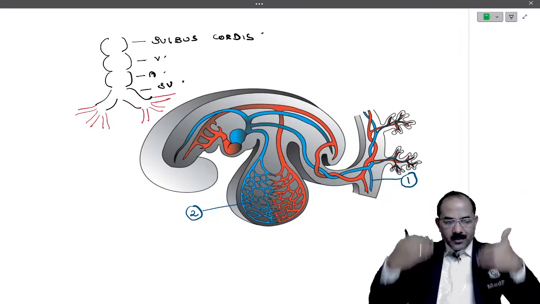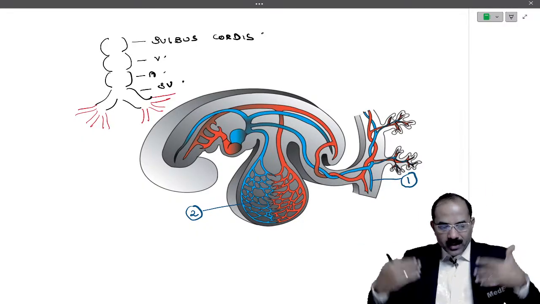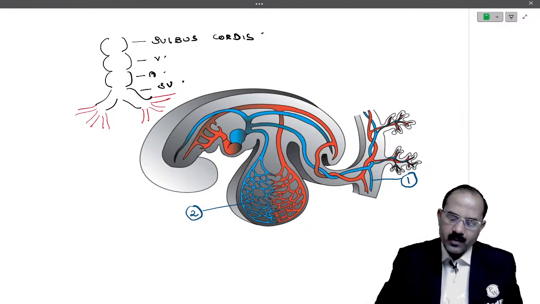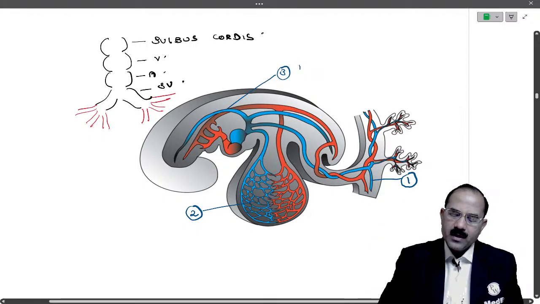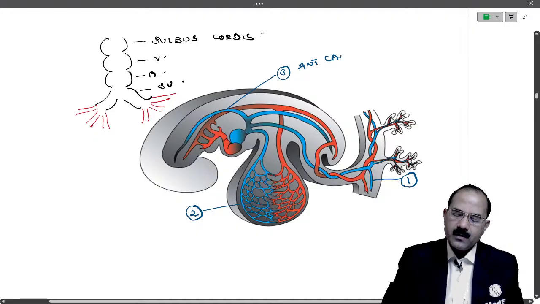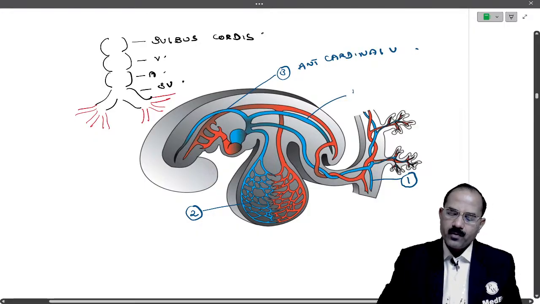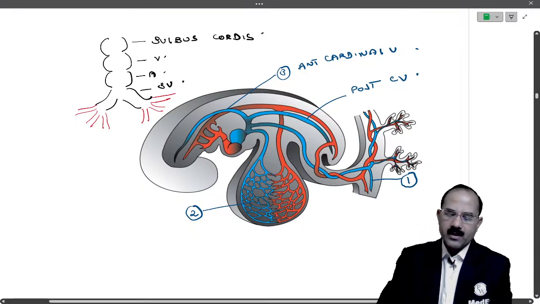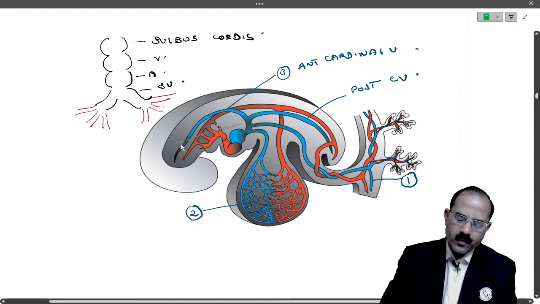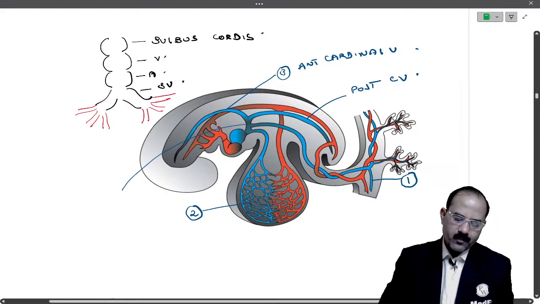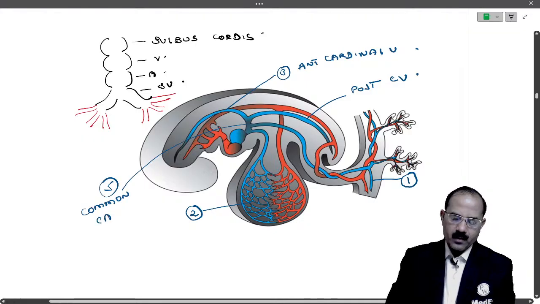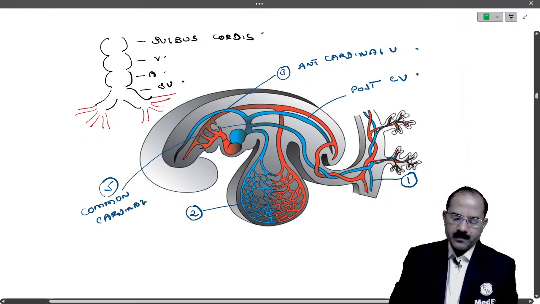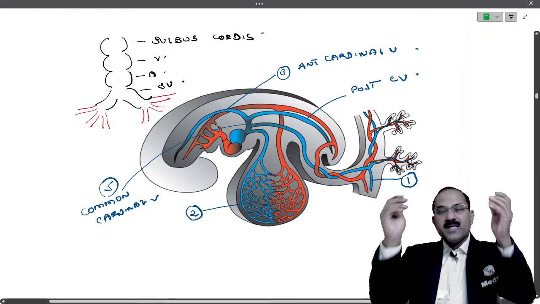And the third vein comes from the body wall. It drains the body wall above the heart. What is this? Number three. This is what we call the anterior cardinal vein. And this number four is known as the posterior cardinal vein, right? Anterior cardinal and posterior cardinal join to form this. Number five. What is this? This number five is the common cardinal vein.